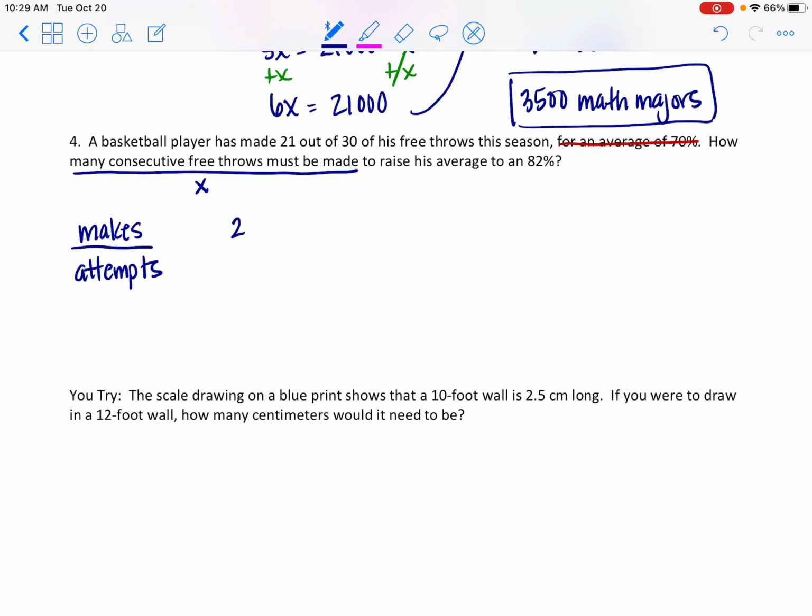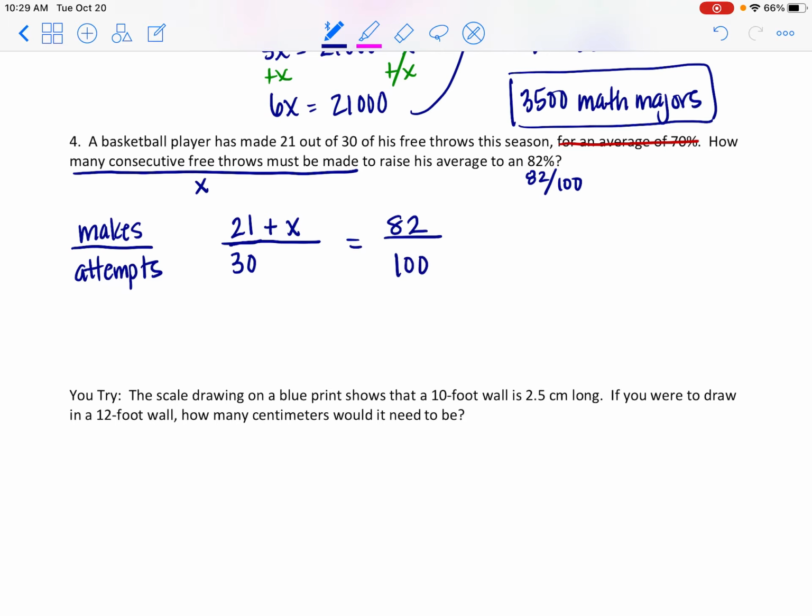So right now he's got 21 out of 30. Now it says that's a 70% average. It says how many consecutive free throws is he going to make in order to raise his average to an 82? So he wants to add to the number of free throws he makes, and he wants that, instead of being a 70% average, to be an 82% average. And 82% is 82 out of 100. So he wants to raise it to an 82 out of 100.